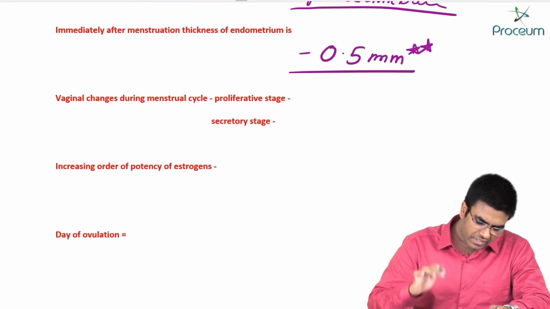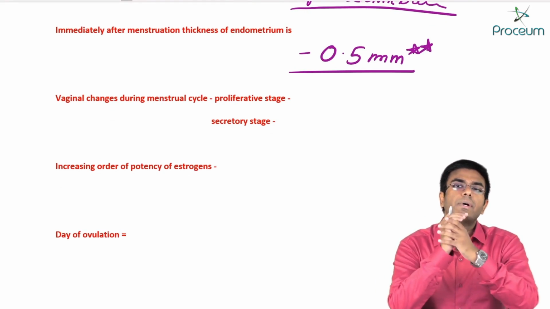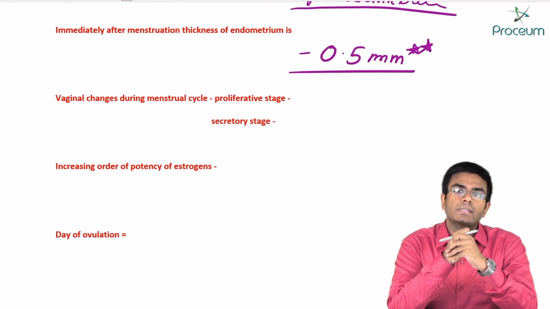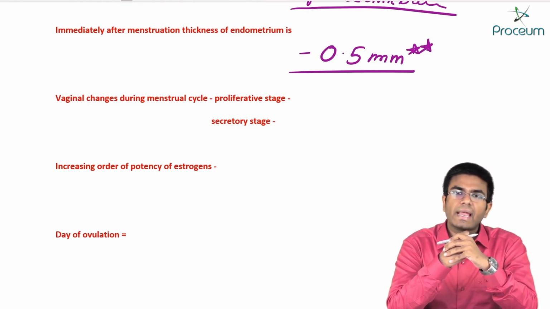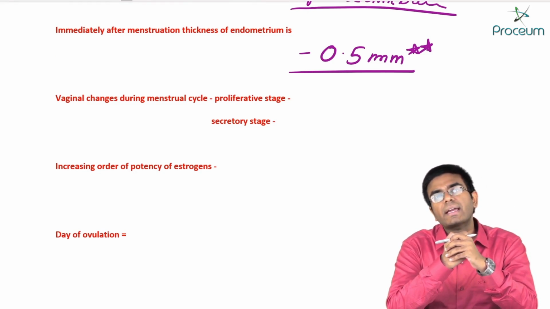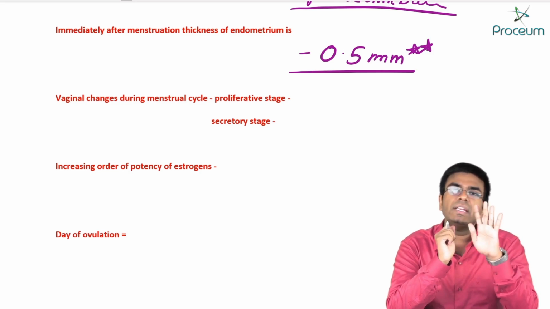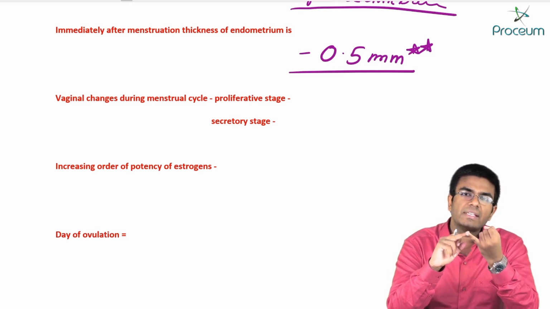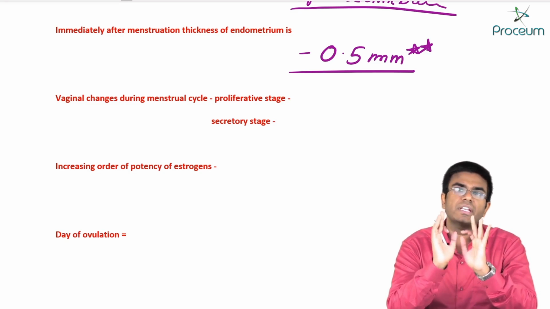Now, vaginal changes during a menstrual cycle. Guys, remember, we are talking about the vaginal changes. Usually, the vagina is lined by which epithelium, guys? It is stratified squamous non-keratinized epithelium. How many different kinds of epithelial cells are present in the vagina? Three different types of epithelial cells. What are they? They are basal or parabasal cells, intermediate cells, and superficial cells.